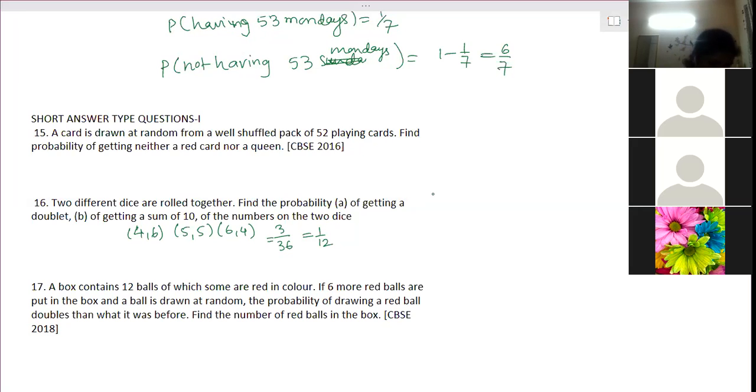Which question number? I'll tell you in 1 second. Ma'am, for getting a doublet, the answer is 1 by 6. Yes, it's 1 by 6.